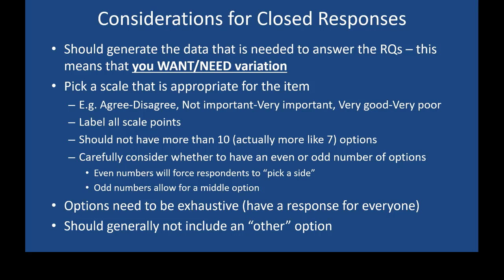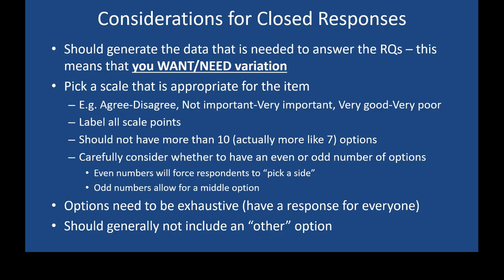Also relevant there is even numbers or odd numbers. Depending on what you're measuring, sometimes you want to force people to pick a side. If you really don't think that there's much of a middle ground on certain things, then don't include a middle option, meaning use an even number of scale points. That forces someone to go to one side or the other. That's a way of getting more variation, which is good.